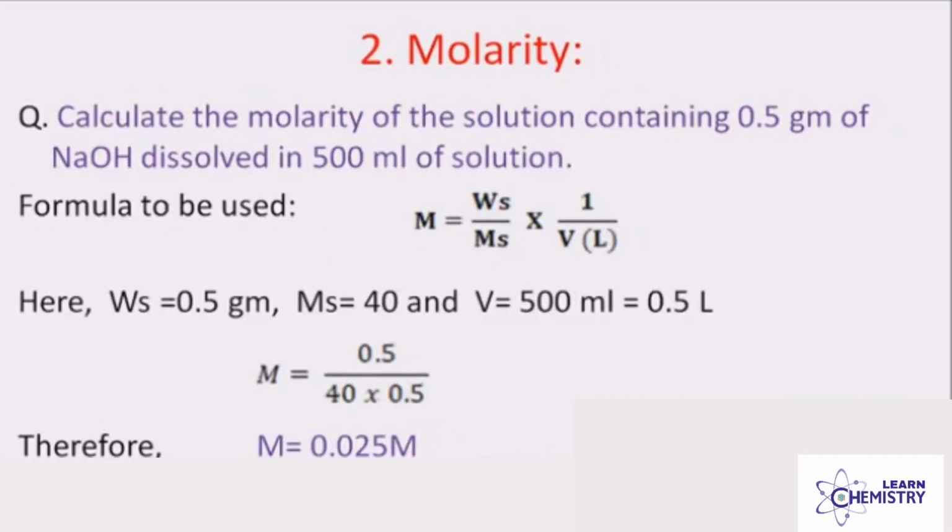Second, molarity. Calculate the molarity of the solution containing 0.5 grams of sodium hydroxide dissolved in 500 ml of the solution. So in this case, the formula to be used is molarity, capital M, equals weight upon molecular weight into volume in liters. Given data, weight of solute is 0.5 grams. Molecular weight of solute is 40 and volume is 500 ml, that is 0.5 liters.